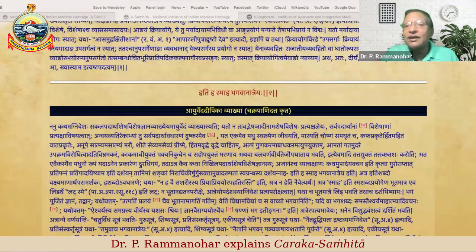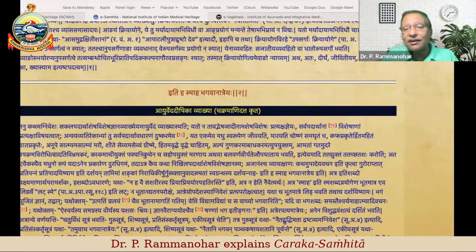So here is a very interesting verse which says that it is not possible actually to explain everything. Nanu katham agnivesha sagala padartha ashesha vishesha jnane vyakyayam ayurvedam vyakyasyati yato na tavad bheshajadinam ashesha vishesha pratyaksha jneyaha. All possibilities we cannot explain in Shastra.